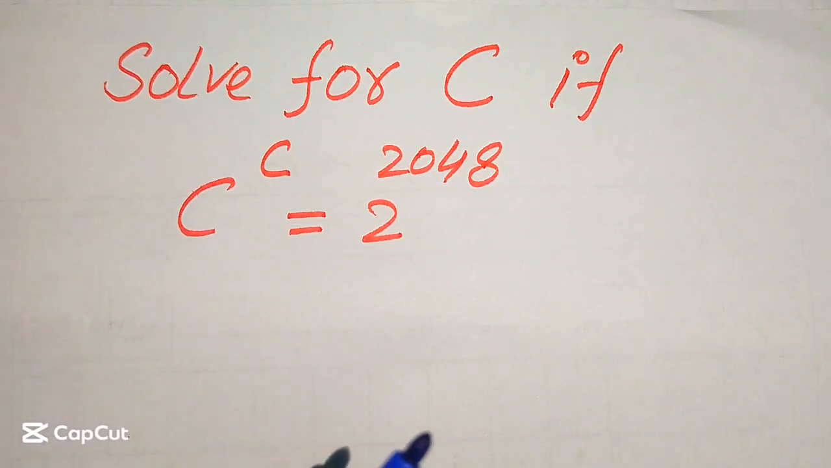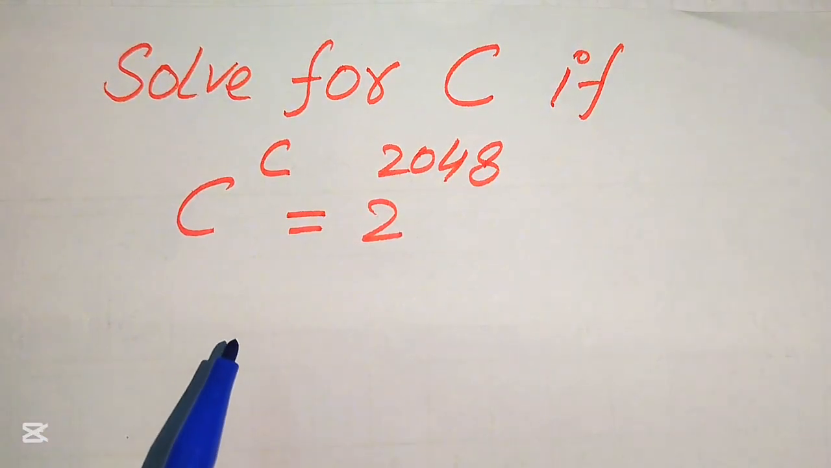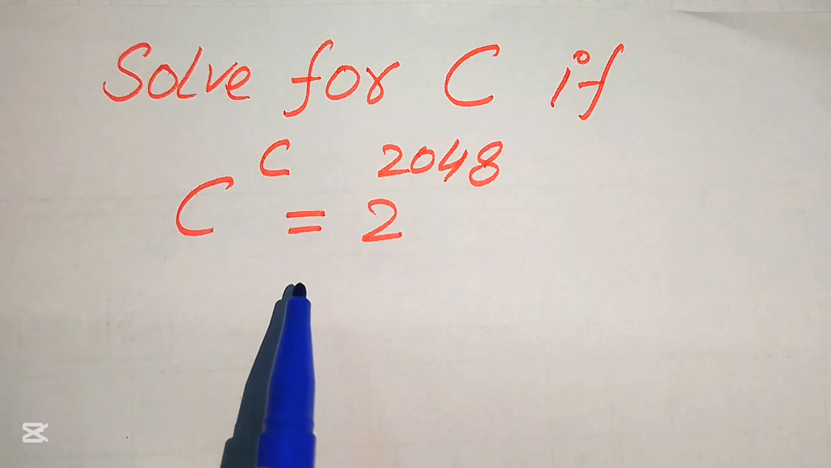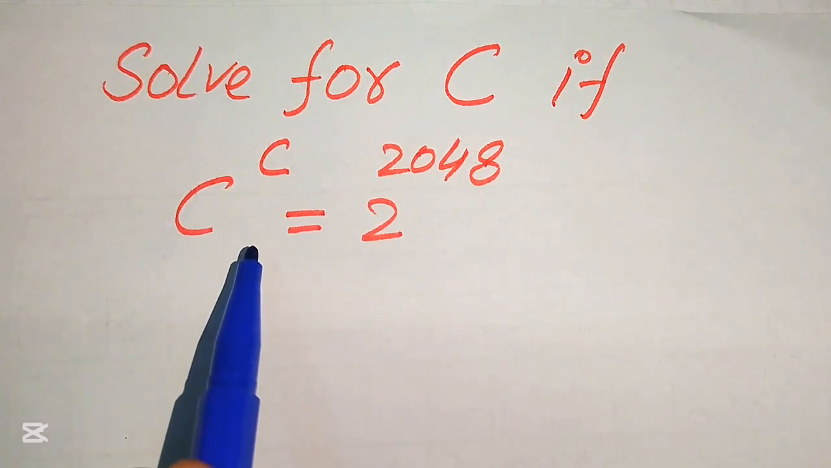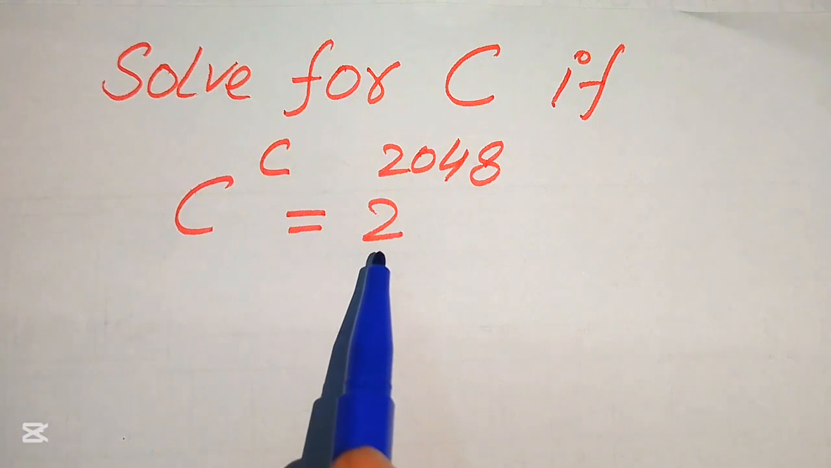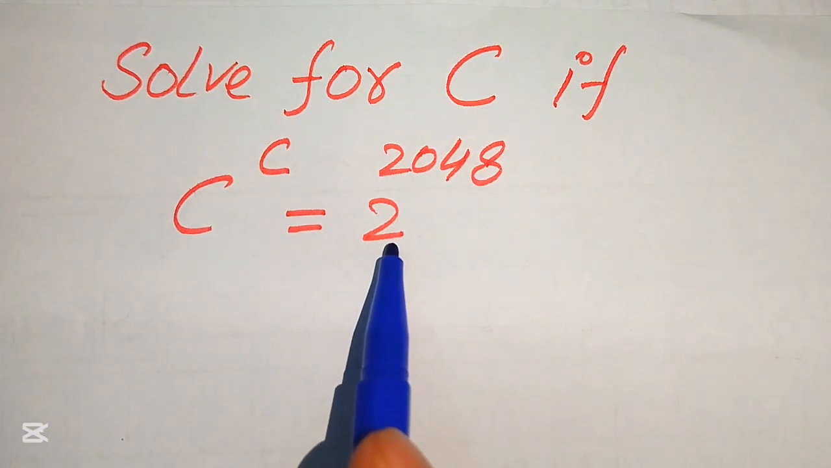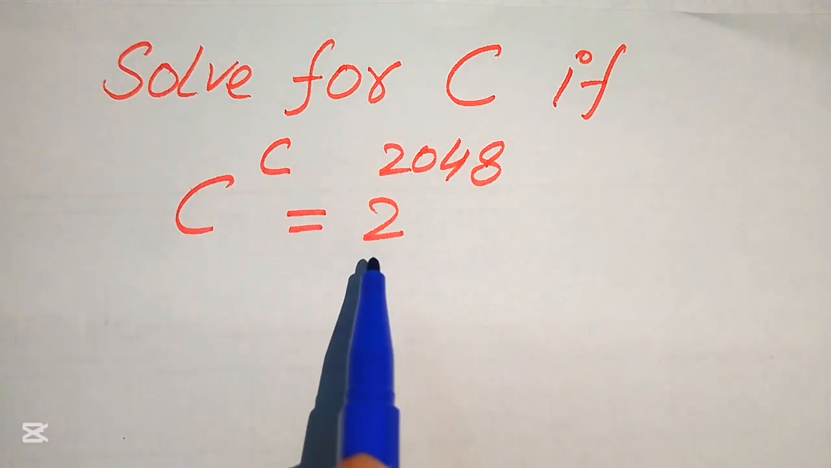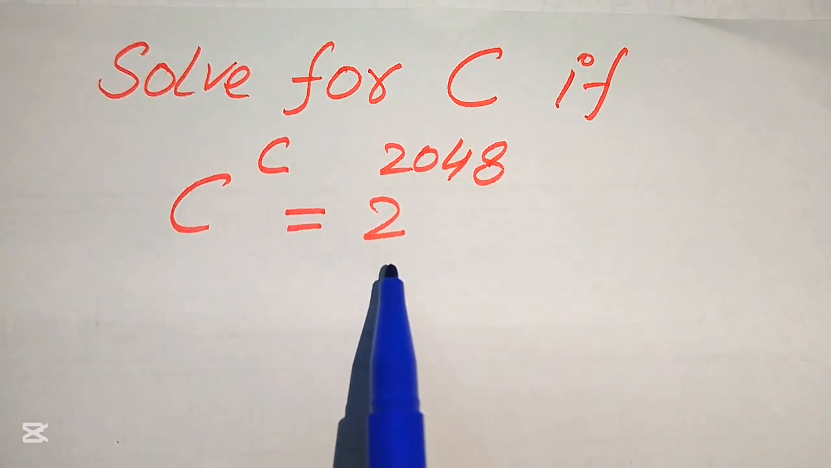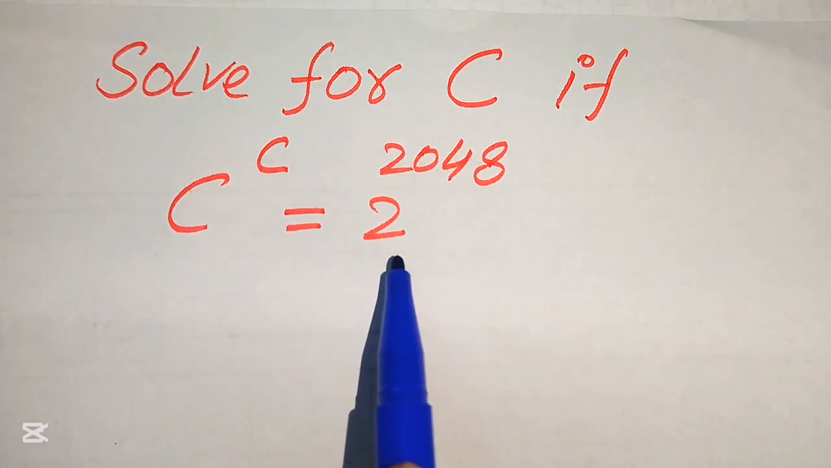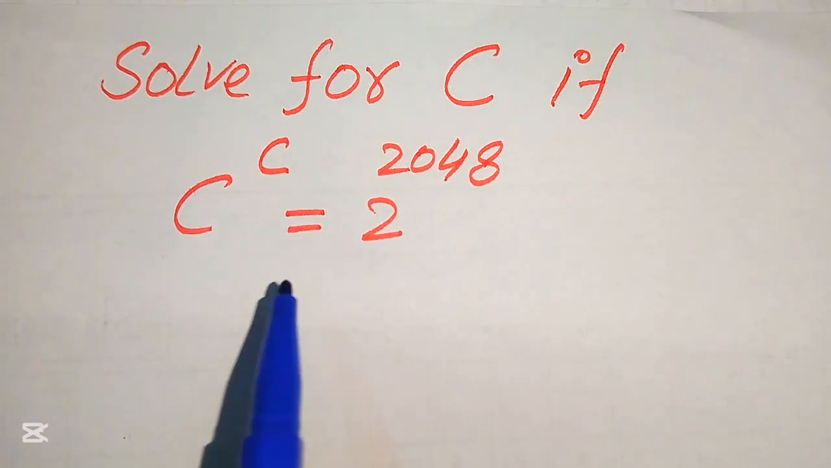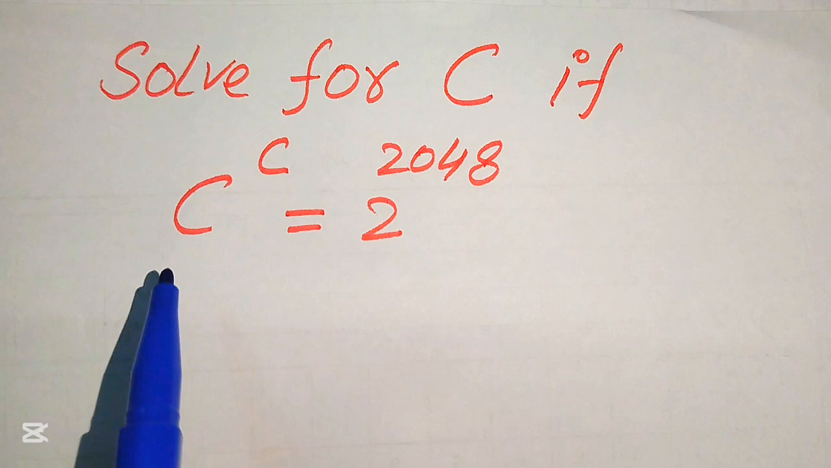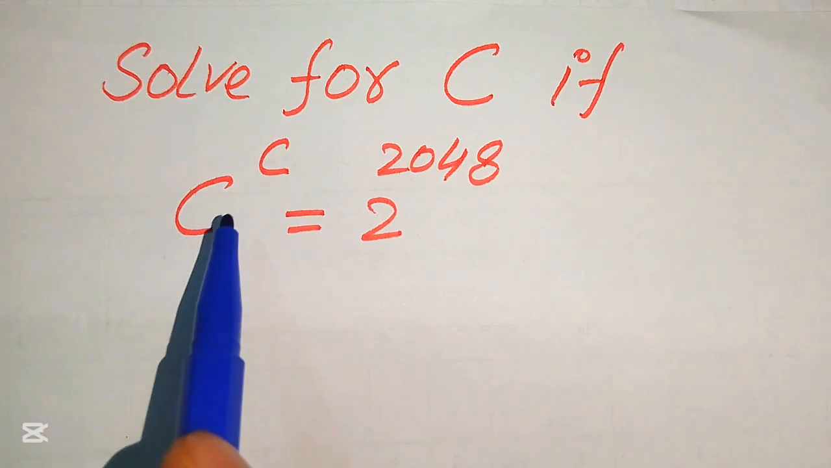Hello everyone, today in this video I want to show you how to solve this problem for the values of c. If you have c to the power of c is equal to 2 to the power of 2048. So here we need to solve this problem for the values of c, and I hope you like this method. But if you have any other method in your mind, please don't hesitate to write it in the comment section.